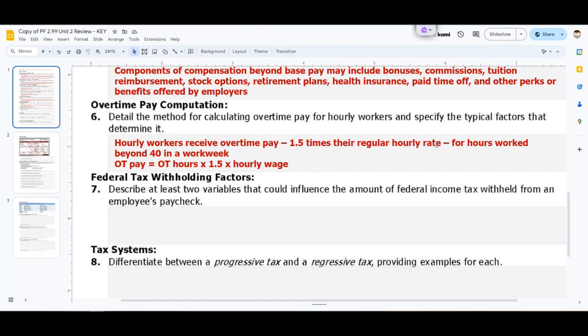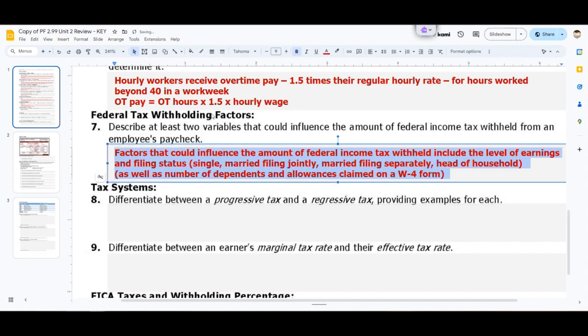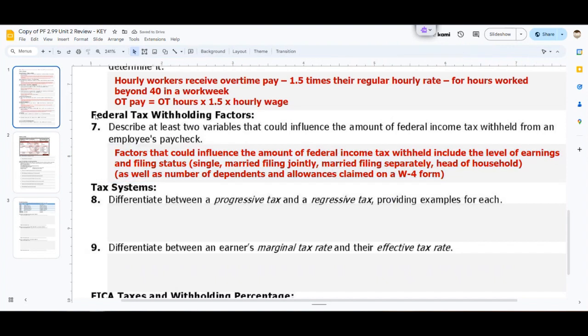We didn't talk about the others quite as much, but when you first get a job, you have to fill out a W-4. On that W-4, you indicate the number of dependents that you have or other allowances or exemptions. And so that can also impact how much is taken out on a per check basis. But by far, the two biggest factors that influence how much taxes you'll pay are the amount of earnings and your filing status.